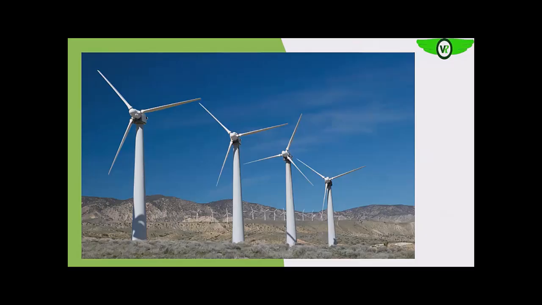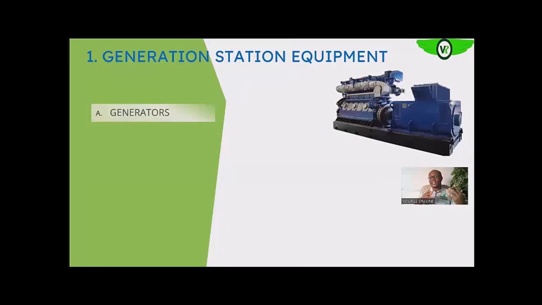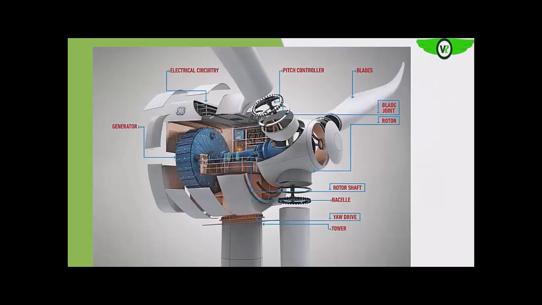So we also have the wind turbine that converts the kinetic energy that is contained in fast-moving wind, okay, into rotating mechanical energy and thus into electrical energy by the alternator also.